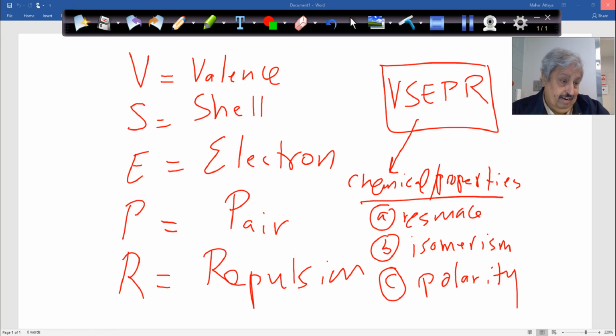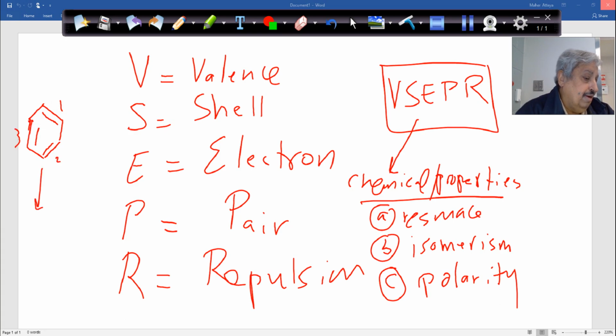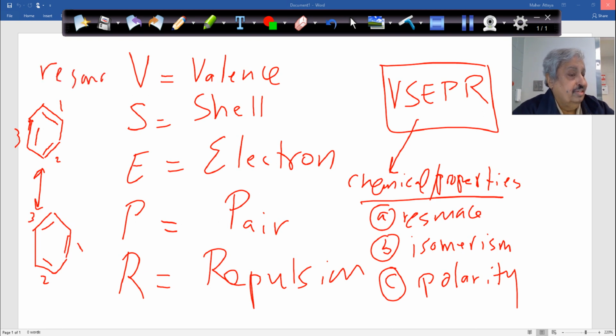For example, if I have the benzene ring with three double bonds, 1, 2, 3, they can migrate. So now the one is migrating to here, and 2, 3 follow. This is called resonance. So resonance is the migration of a double bond through a molecule.